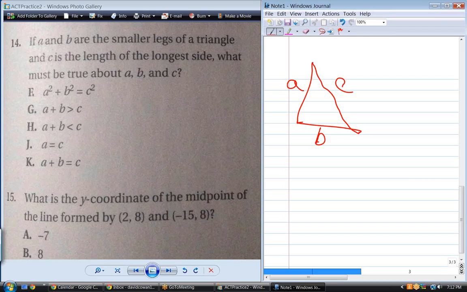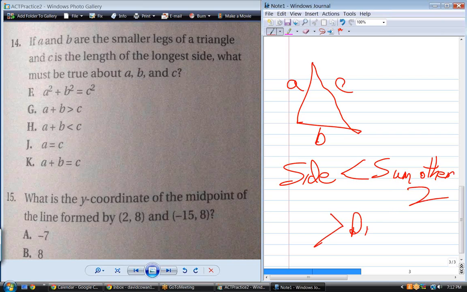There is a rule about triangles, and it'd be worth memorizing this rule. And the rule is pretty easy to remember, and it says any side of a triangle has to be less than the sum of the other two. And the corollary is that it has to be greater than the difference of the other two.